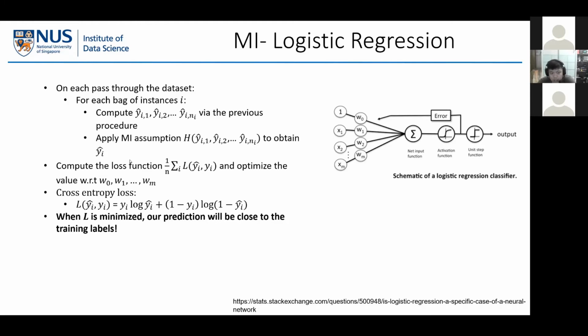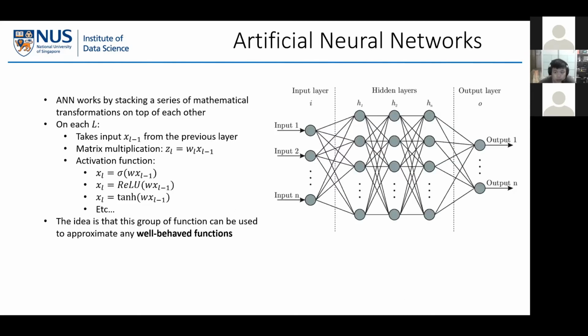Once we have the yi hat, we can then compute the loss function and optimize the values with respect to W0 to Wm using the same cross entropy loss. And again, when this loss is minimized, our prediction on the bag level will be as close as possible to the bag labels. But this is done slightly differently, because this yi hat is not obtained directly, but via the multiple instance assumption. So the multiple instance assumption is what is critical with this process. So how do we optimize this?